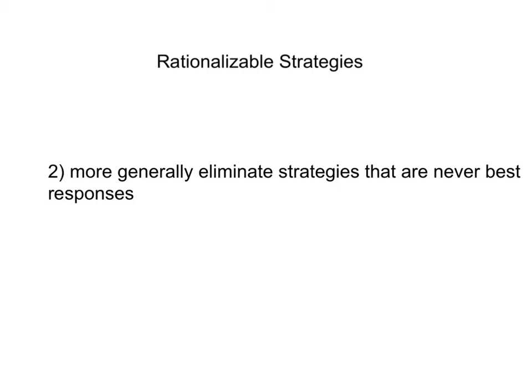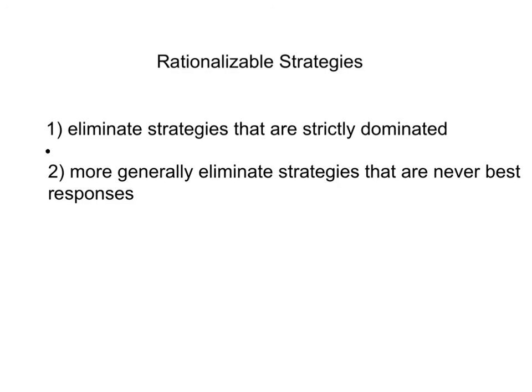And as it turns out, this is typically the case, that there can be strategies that are never a best response and yet are not strictly dominated in games where there are more than two players. And so when there are only two players, as it turns out, these two processes are actually the same. But when there are more than two players, eliminating strategies that are strictly dominated is not enough. You have to more generally eliminate strategies that are never best responses.